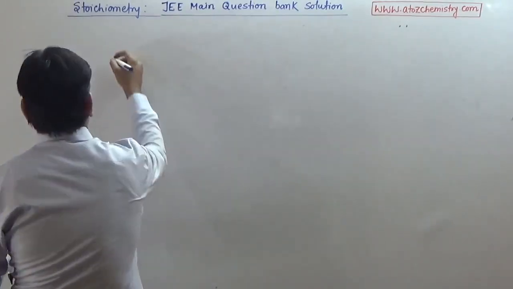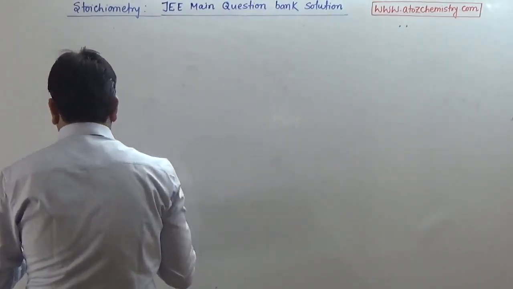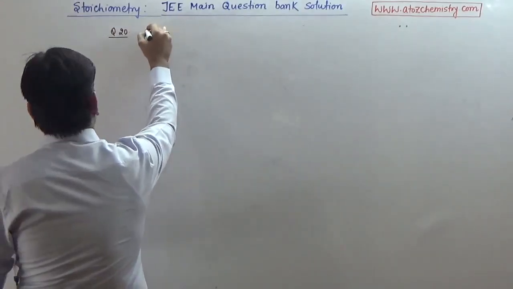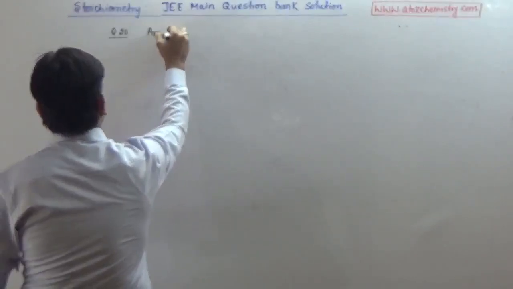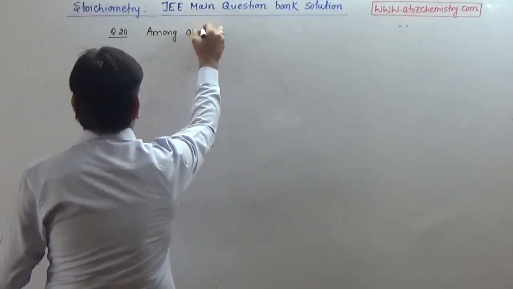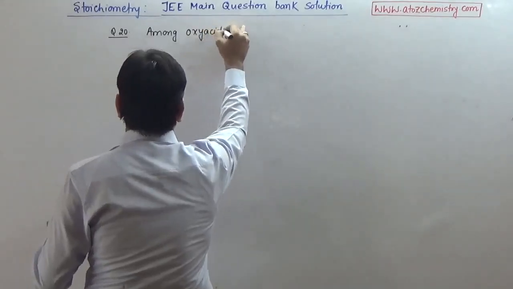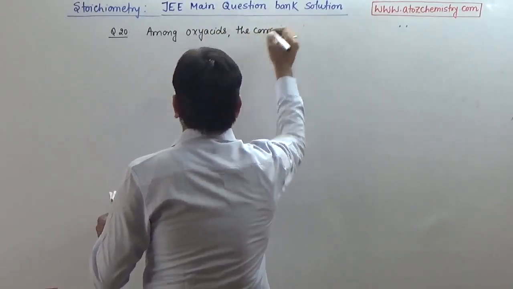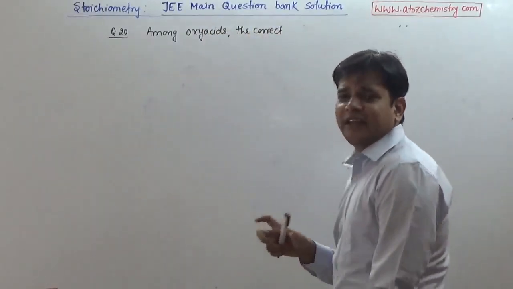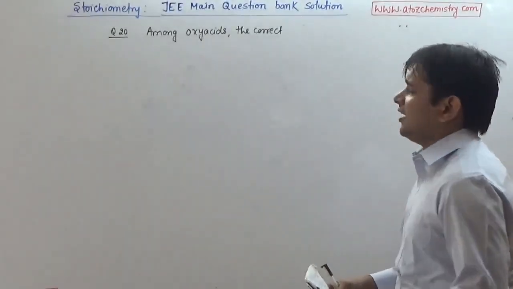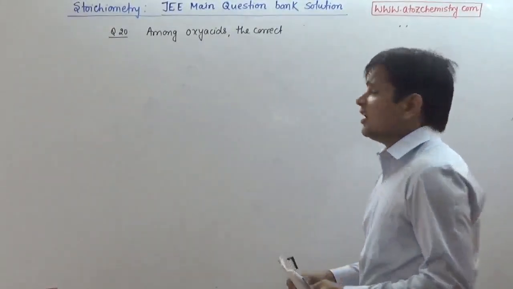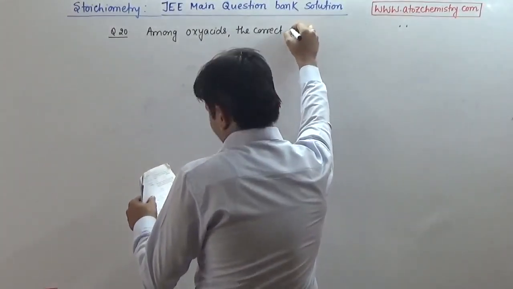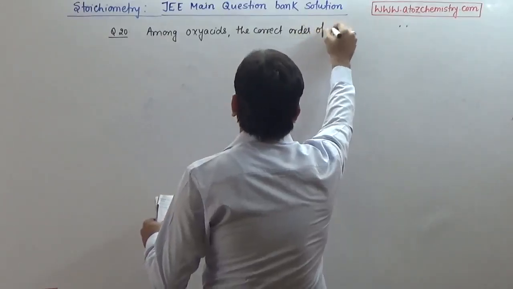Another question was asked from acid base, which is a very easy question. This question can be kept in inorganic chemistry also, among oxy acids. I am doing this question here because I teach acid base salt before acid base titration. Before acid base titration, acid base and redox have been discussed. So, the correct order of acidic strength.